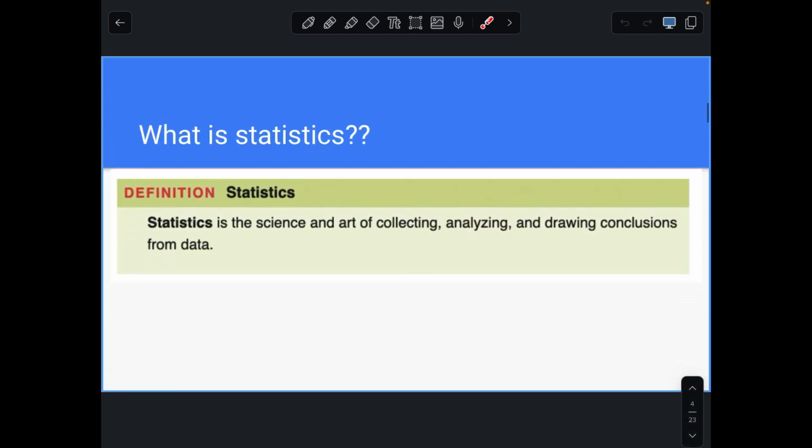And if you were an extremely intelligent person and you have your notes in front of you, you would have seen that the definition of statistics is actually on your paper right there in front of you. Statistics is the science and art of collecting, analyzing, and drawing conclusions from data. Okay, so today's lesson is data collection, right? We're going to talk about how we can collect data, how we can analyze data, and how we can draw conclusions from that data.